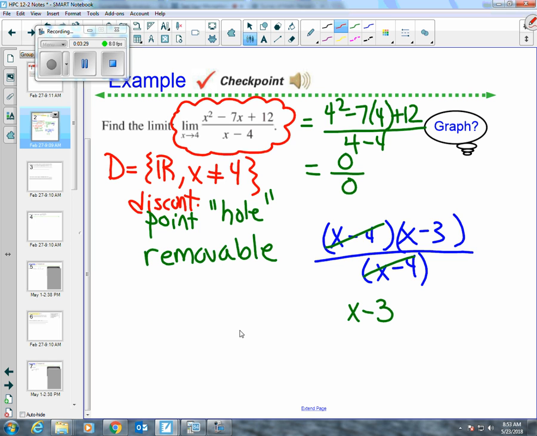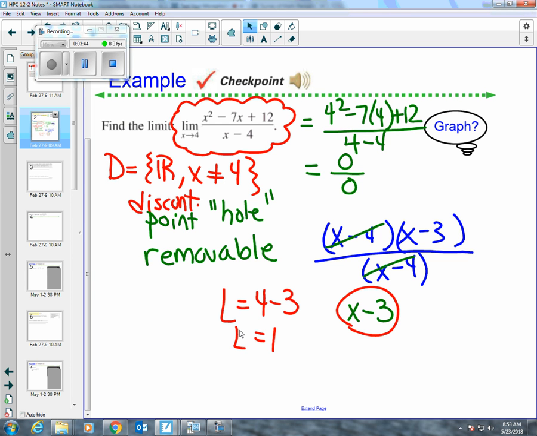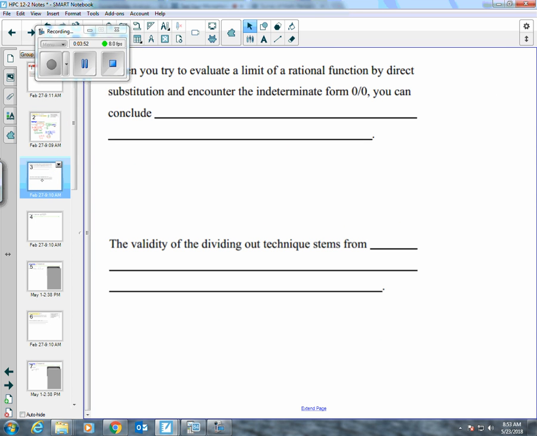I remove the thing that was causing the issue, and I can actually directly substitute that 4 into this expression, so I can see what happens as it gets closer and closer to 4. It sure looks like the limit is going to be 1, which is exactly what we were seeing on the graph. So we can use our knowledge of algebra, this idea of factoring, to remove those discontinuity places. So here's a strategy: when you try to evaluate the limit of a rational function by direct substitution and you get this indeterminate form, 0 over 0, you can really know from that that the numerator and the denominator have a common factor.